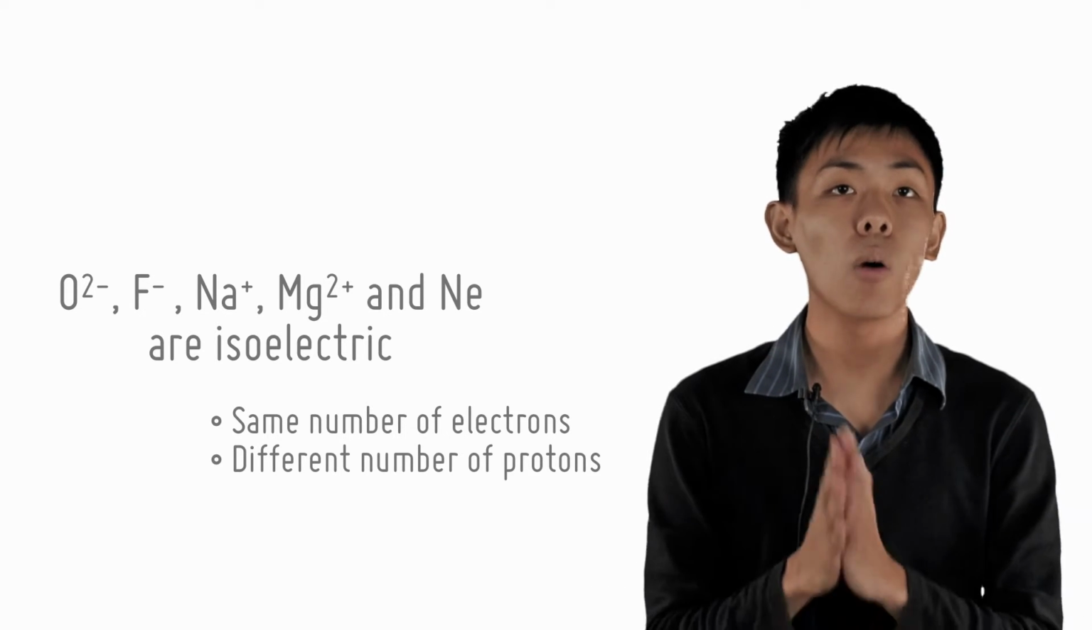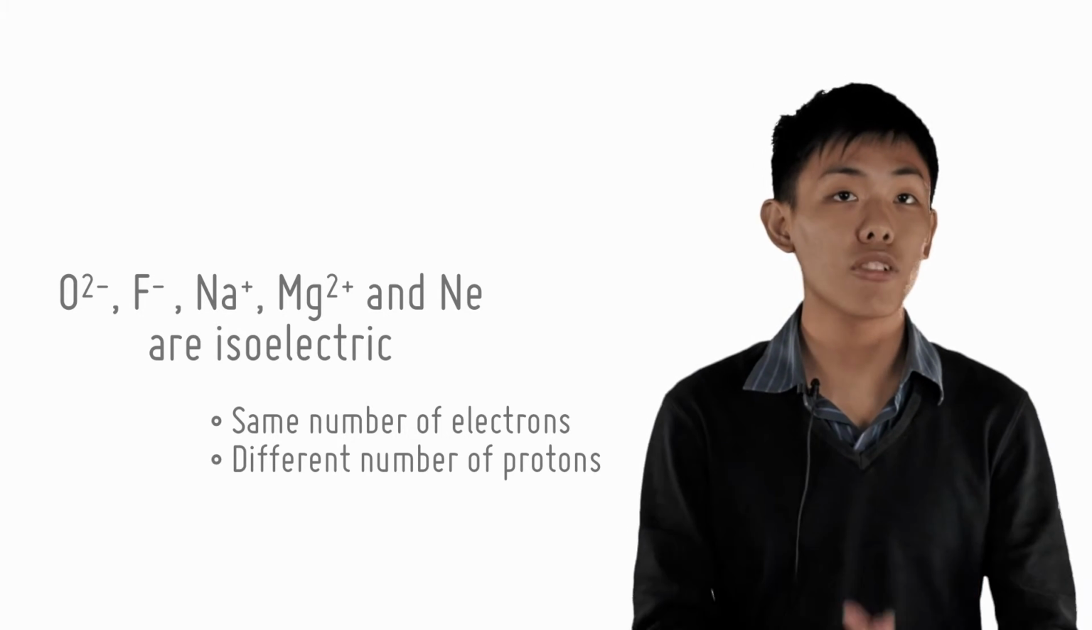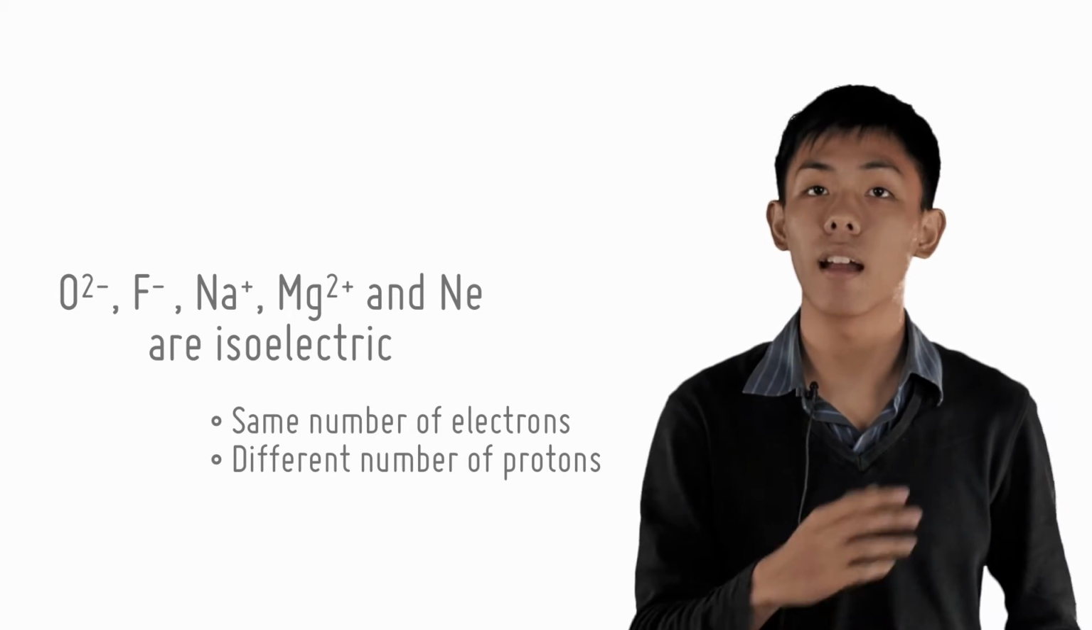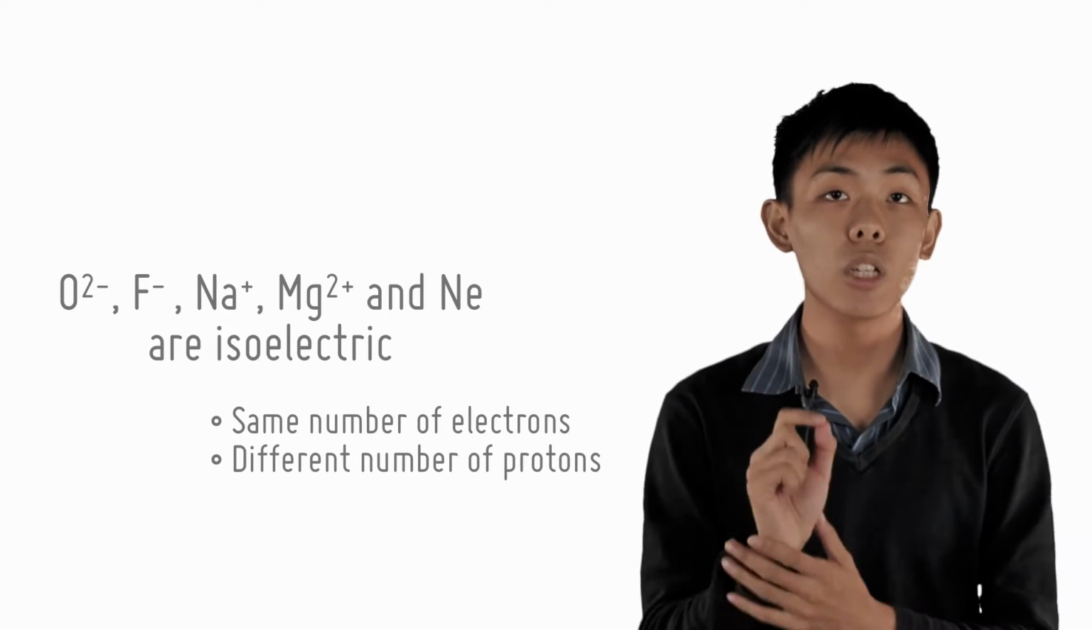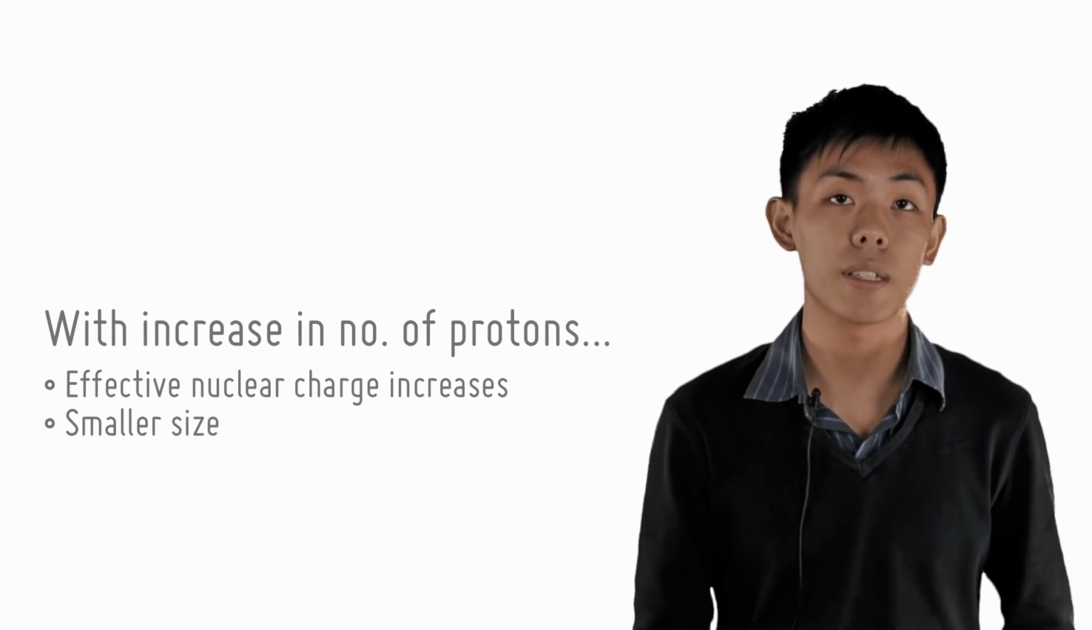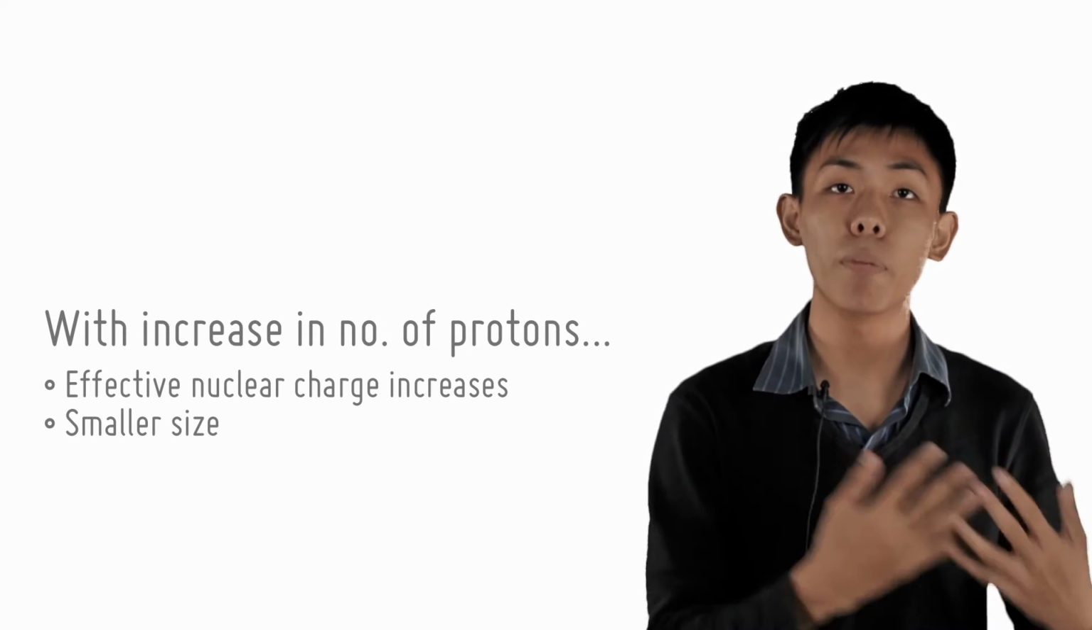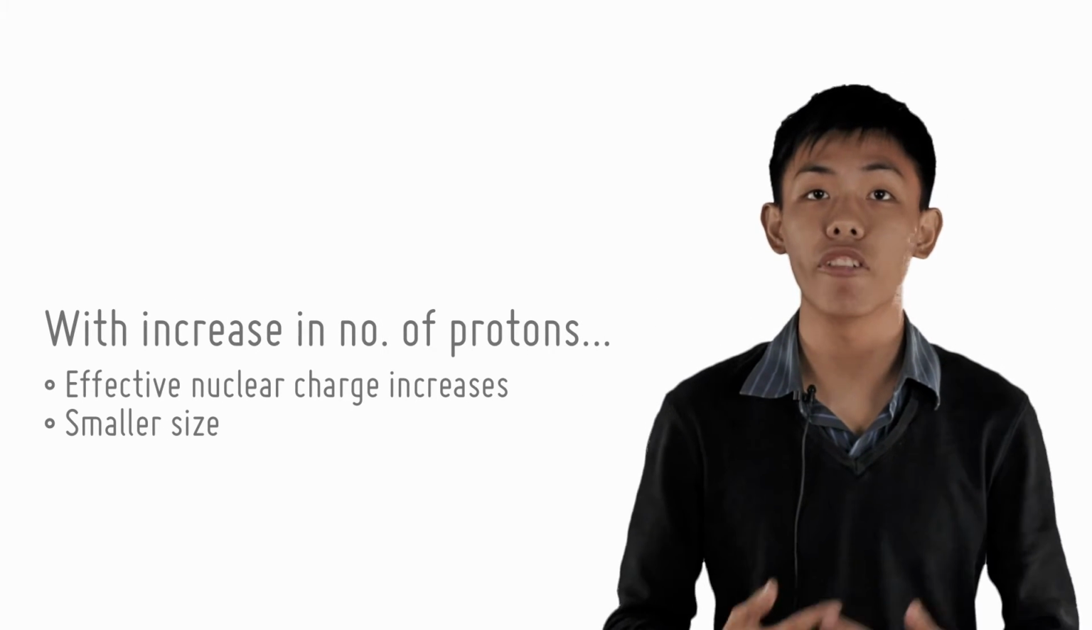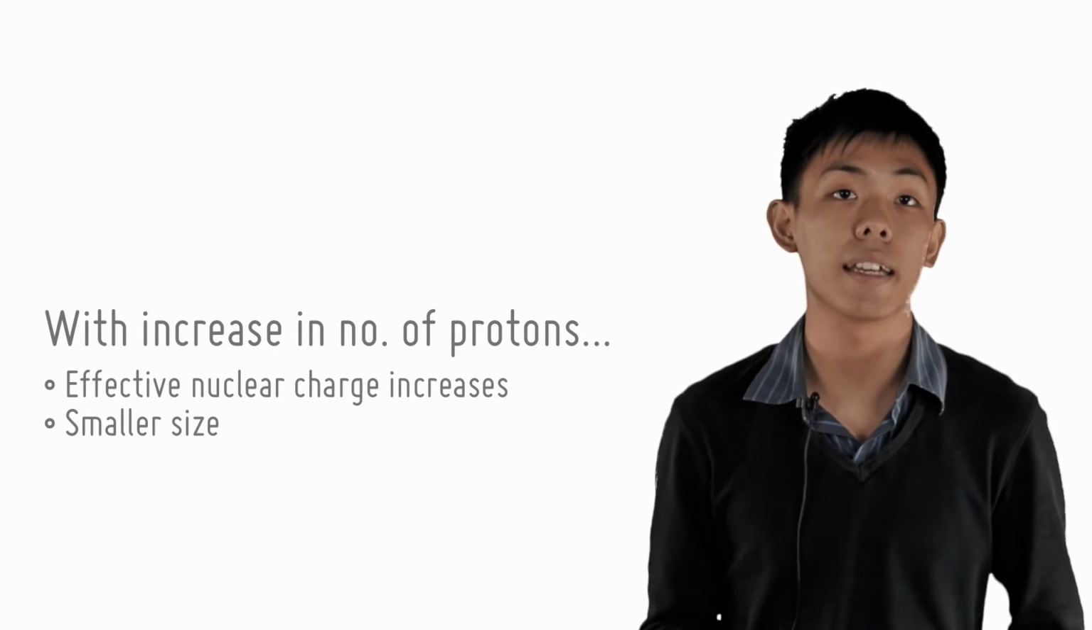Within this series, how would the size compare? How the electrons are arranged does not come into play since they are all isoelectronic. The distinguishing factor is the number of protons. Remember that with more protons, the effective nuclear charge increases, hence resulting in a smaller size.